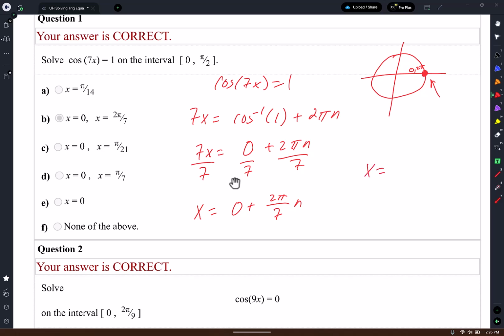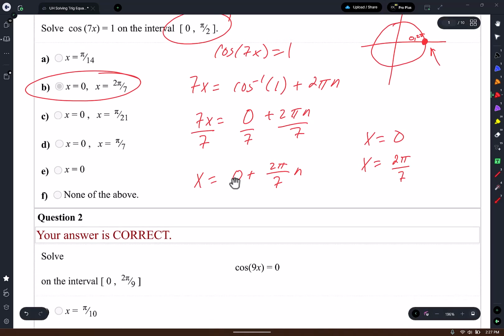What are my answers? Well, one answer is 0, if n equals 0. Another answer is 2 pi over 7. And if you put a 3, I guess 6 pi over 7, but 6 pi over 7 is larger than half a pi. So the only answers are 0 and 2 pi over 7. Does that make sense, guys? How did cosine 1 turn into 0?